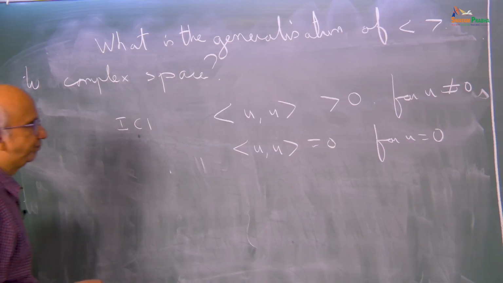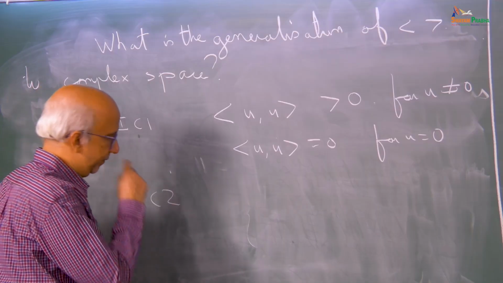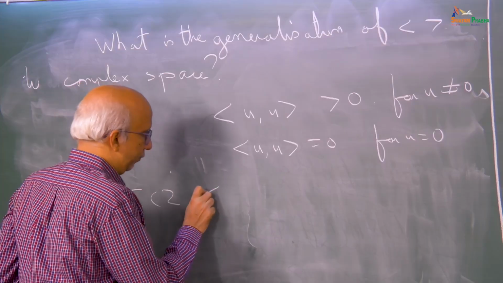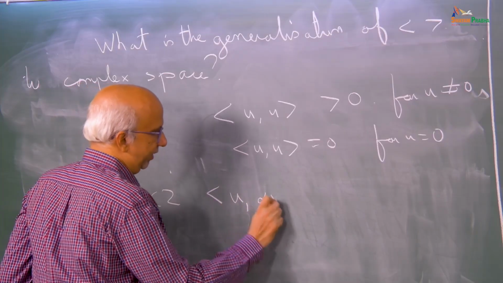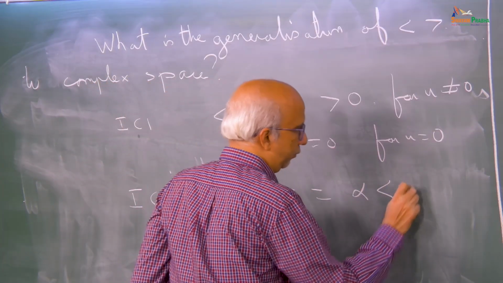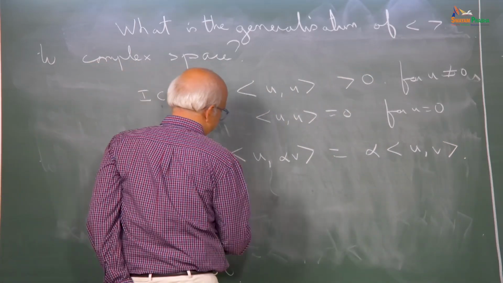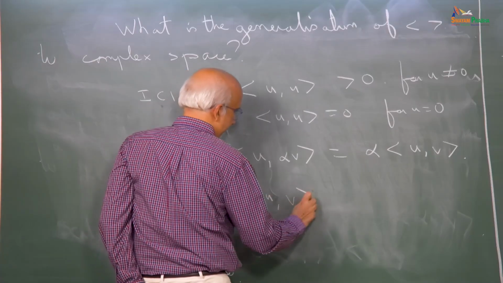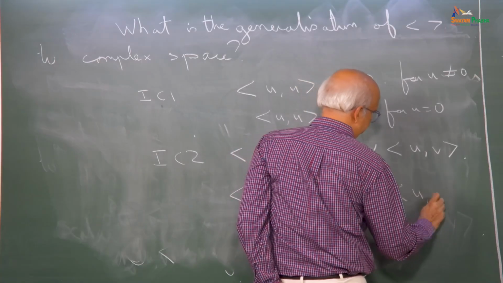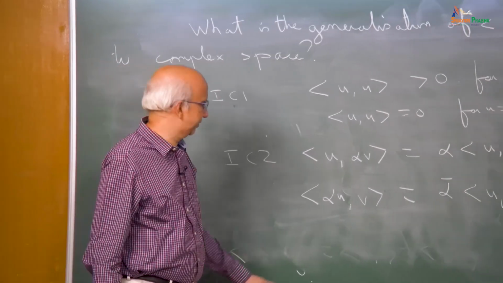And I want to have my second axiom as: the inner product of U with alpha V is alpha times the inner product of U with V, okay, but the inner product of alpha U with V I am going to write as alpha bar times the inner product of U with V. I think I missed out one axiom earlier, we will see, okay.